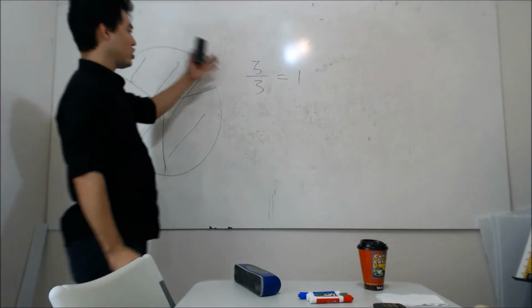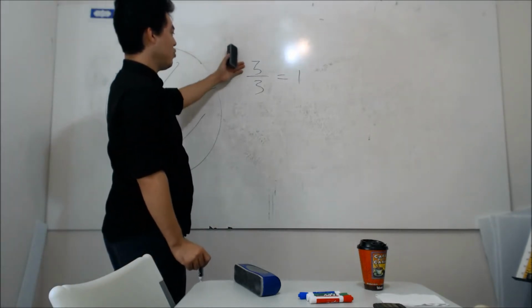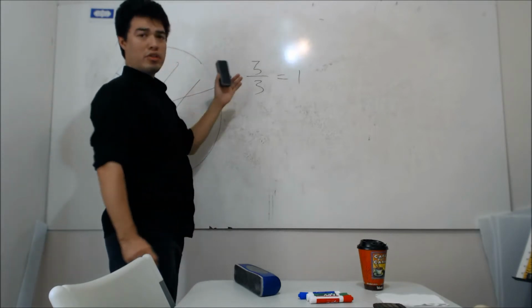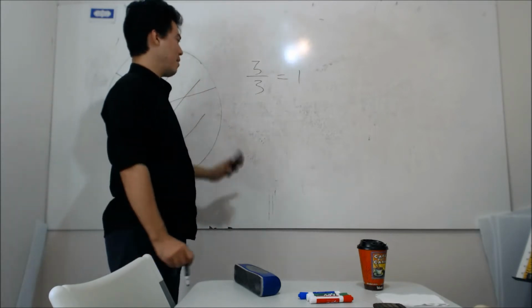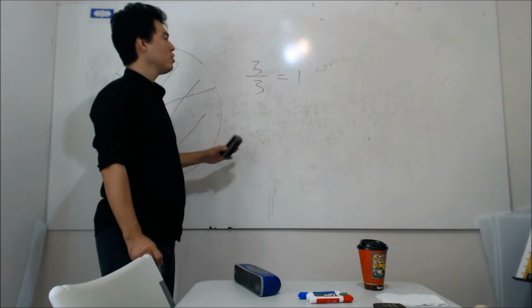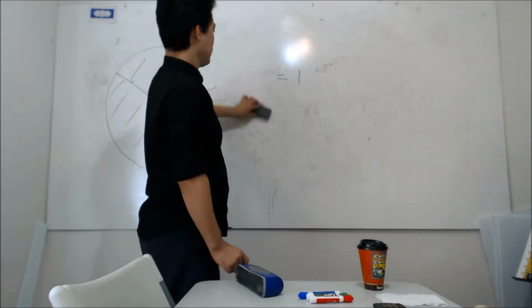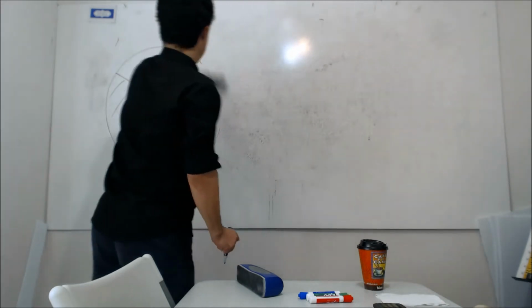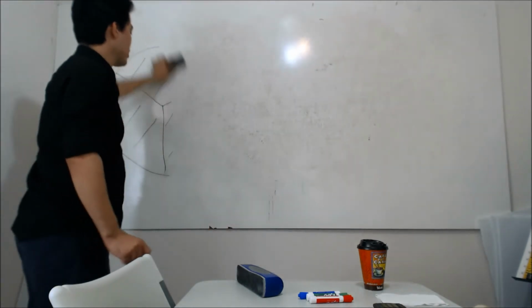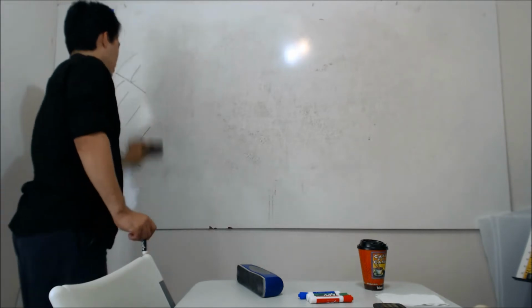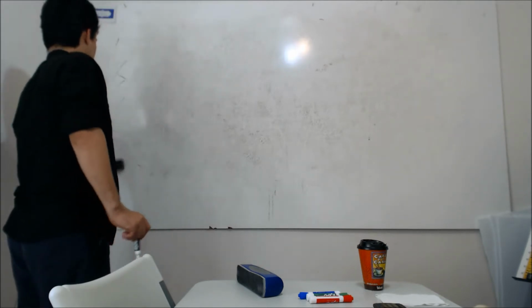So whenever you have a fraction that has the same numerator and the same denominator, it's always equal to 1. This is absolutely crucial to one of our discussions later on in this video. So that's one of our major facts: a fraction with the same numerator and the same denominator is always equal to 1.